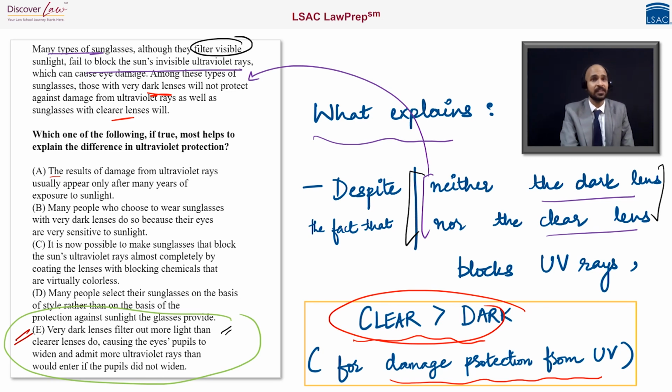It says it filters out more light than clearer lenses do, causing the eye's pupils to widen and admit more ultraviolet rays than would enter if the pupils did not widen. So what the dark lenses do is make your pupils widen, so there's more UV getting in and therefore greater damage. That's why, despite the fact that neither is blocking, at least the clearer lenses don't make you admit more ultraviolet light, and therefore this provides the explanation that we need, right?